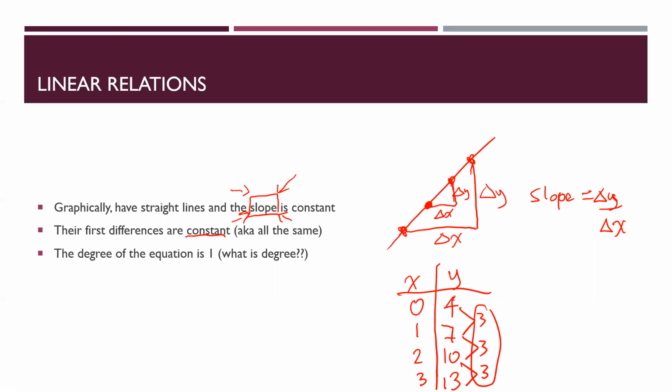And the last thing, and this might be a little bit new, we did talk about this in Unit 2, but we haven't gone back to it. The degree of the equation is 1. So degree, just a little reminder, is the highest exponent that you see in an expression, right? So the highest exponent would be 1 in this case. So in linear relations, the highest degree is 1.